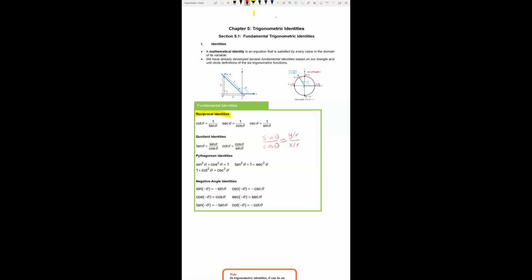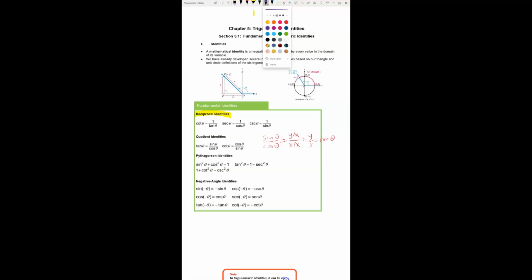Let's look at sine of theta divided by cosine of theta and write each of them in terms of x, y, and r. Sine of theta is y over r, whereas cosine of theta is x over r. Multiplying the numerator and the denominator by r cancels out the r, and so we get y over x, which is tangent of theta. Knowing that tangent and cotangent are reciprocals of each other, if tangent of theta is sine over cosine, then cotangent of theta will be cosine theta over sine theta.